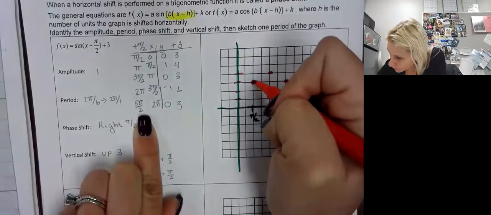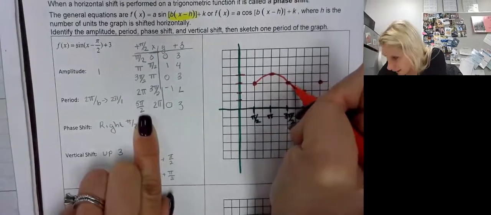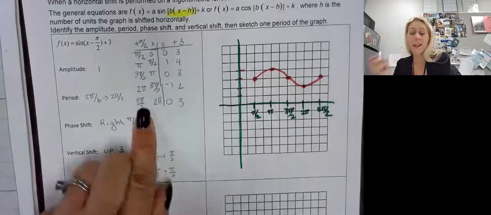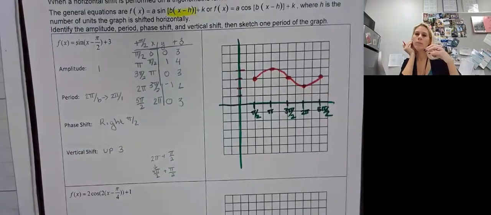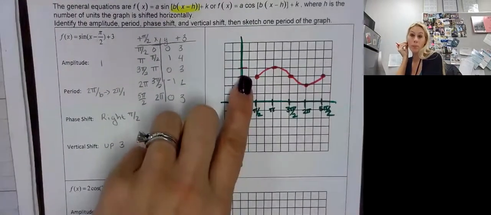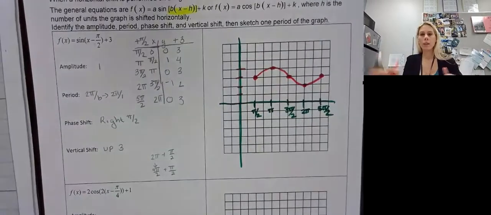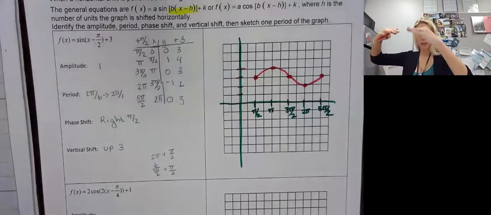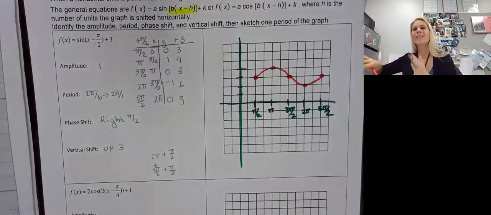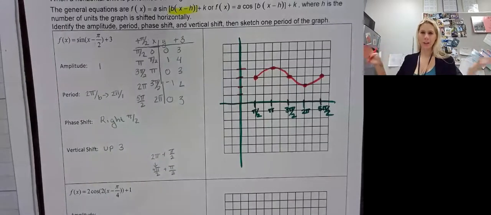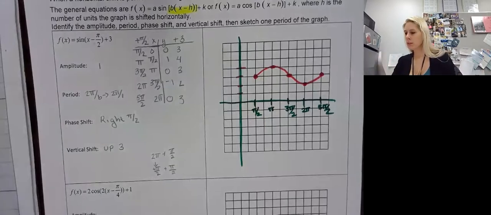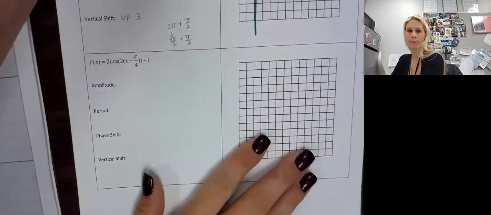Now, I want you guys to observe, does this still look like our sine graph? Yeah, it does. Remember, the sine starts in the middle, the midline, right, and goes up. Now, as you can see, we went up 3, so that's good, that's the vertical shift. And we went to the right pi over 2. So this is our phase shift. Okay, let's try another one. Let's see if we can change the period a little bit.